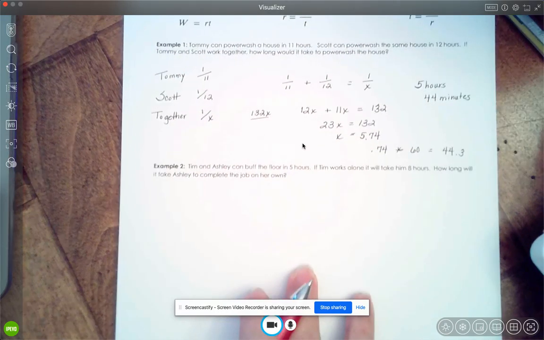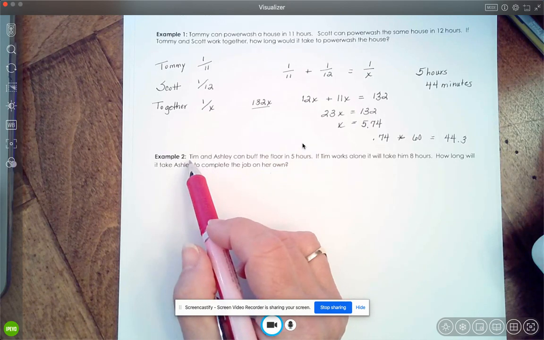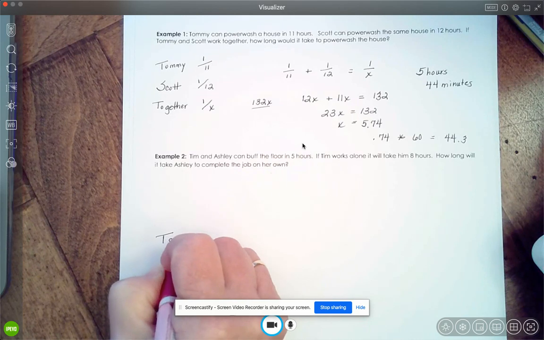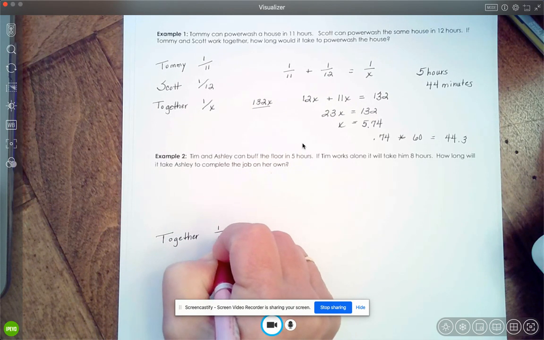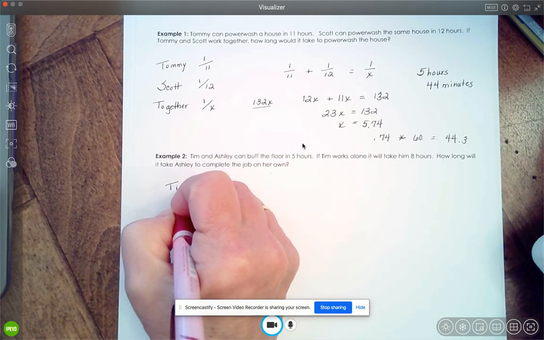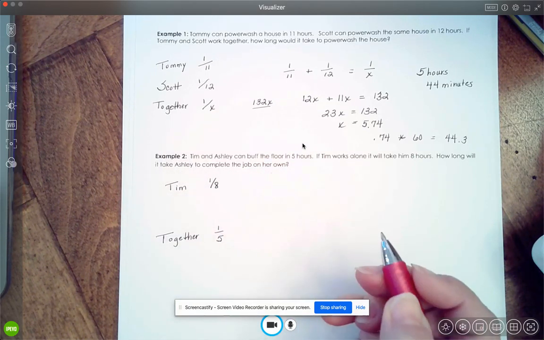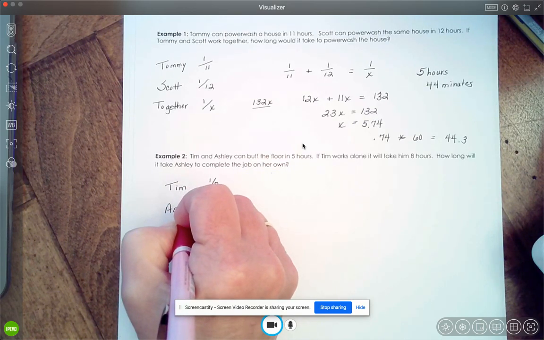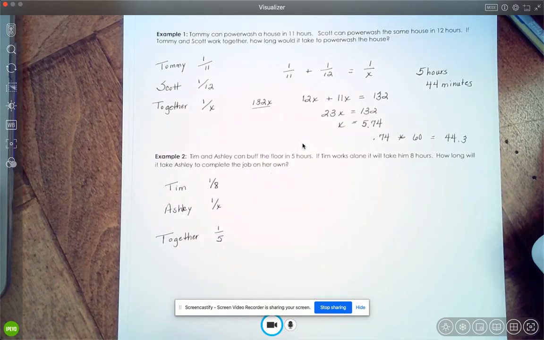Now let's look at another type of work example. Tim and Ashley can buff the floor in 5 hours. So we know that together it takes them 5 hours. If Tim works alone, it takes him 8 hours. So Tim can do one floor in 8 hours. How long would it take Ashley if she worked alone? That is my variable that I don't know at this point.